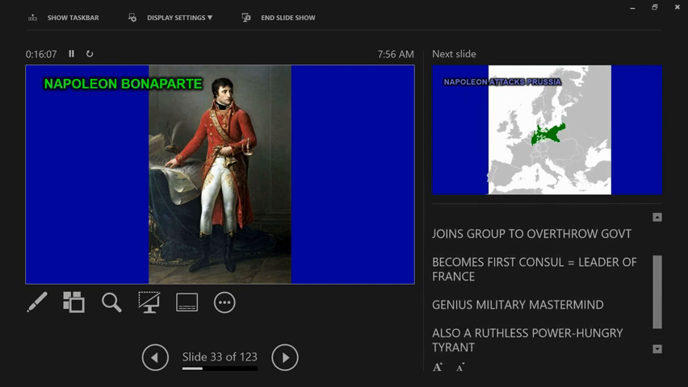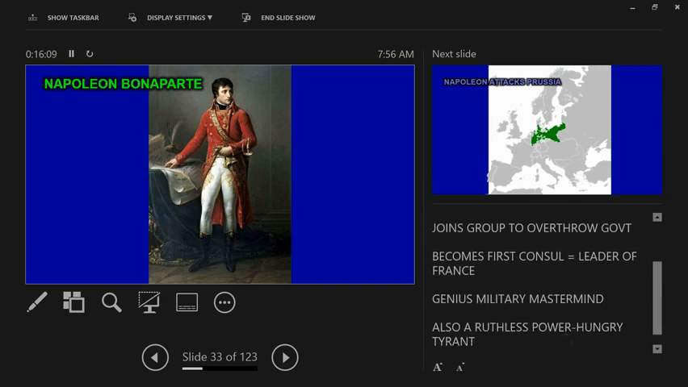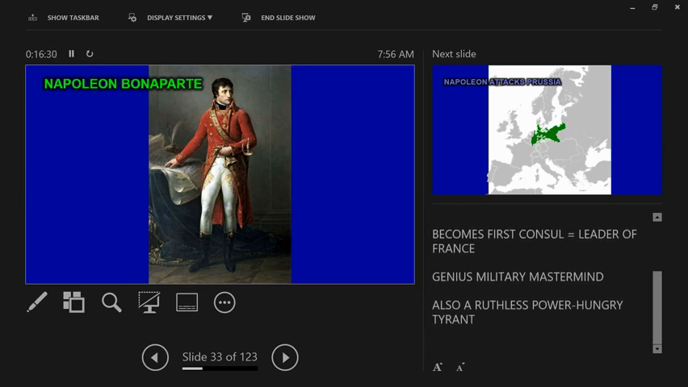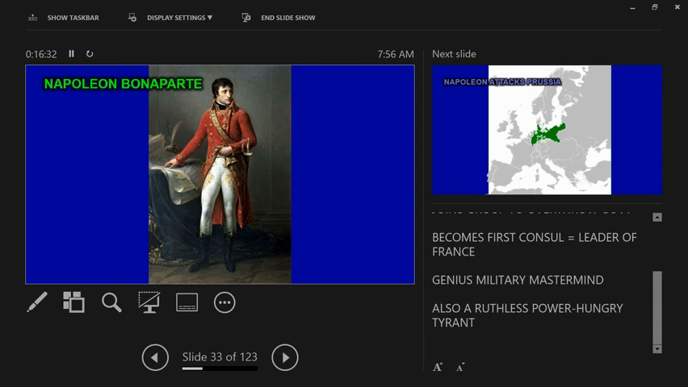He rises up through the ranks of the army and he joins a group to overthrow the government. So that fear that they had of him being too ambitious was certainly a realistic fear, because he did actually overthrow the government, and he becomes the first consul, like the leader of France. And again, he is a genius military mastermind, and he's also a ruthless and power-hungry tyrant.